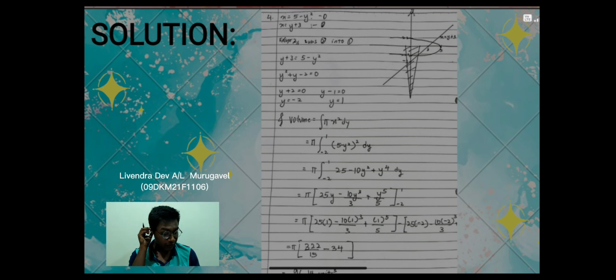And for the sketching of the graph, I found the x-intercept and the y-intercept for the straight line. I also found the x-intercept and the y-intercept for the curve, and I drew it according to the points that I found. That would be the solving steps for this question.